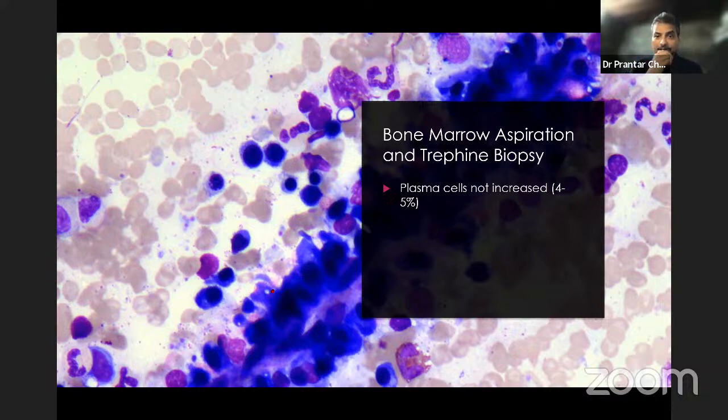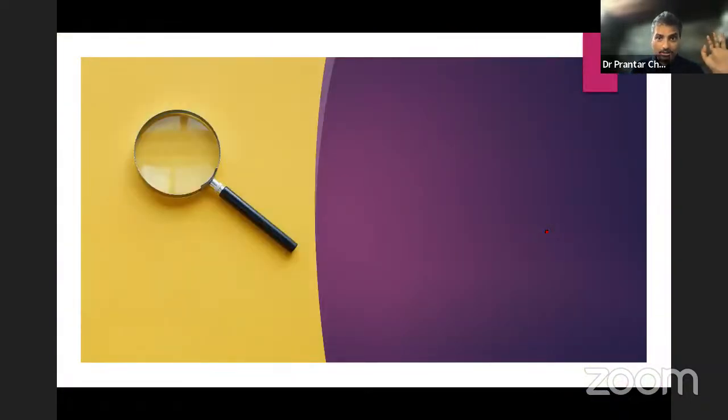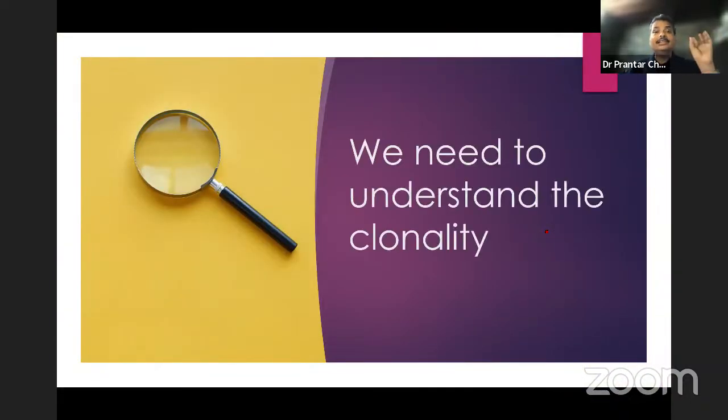By definition, plasma cells, and again, remember, by definition, they should be clonal, right? Because plasma cells can be increased in other conditions. Remember the aldehyde test? So, clonal plasma cells should be more than 10% to diagnose a case of myeloma. Then it comes whether you should treat it or not. So we need to understand the clonality.